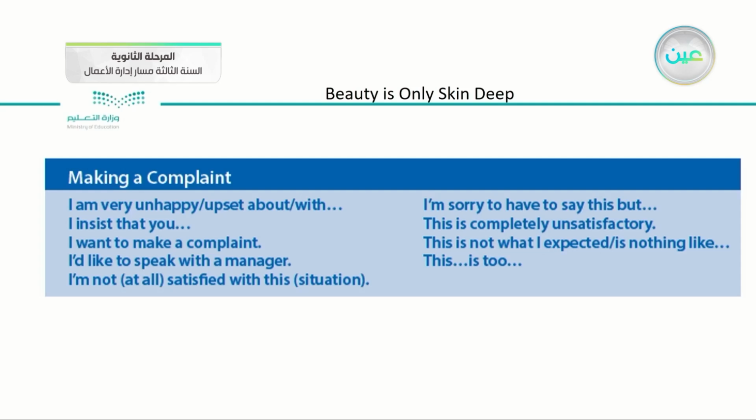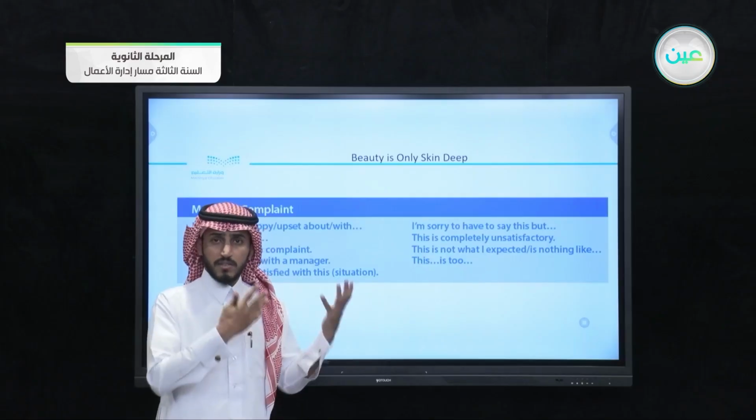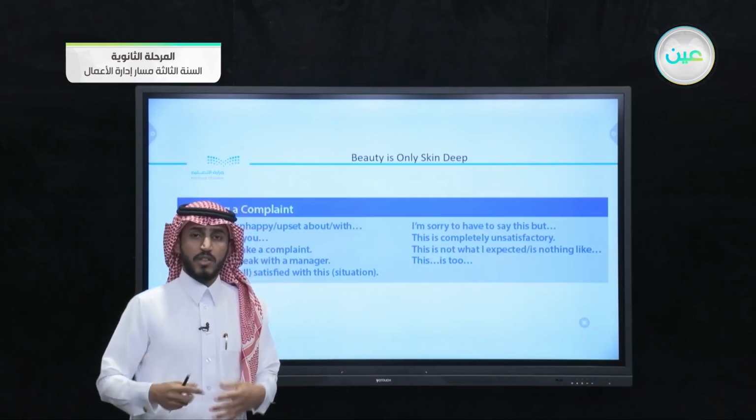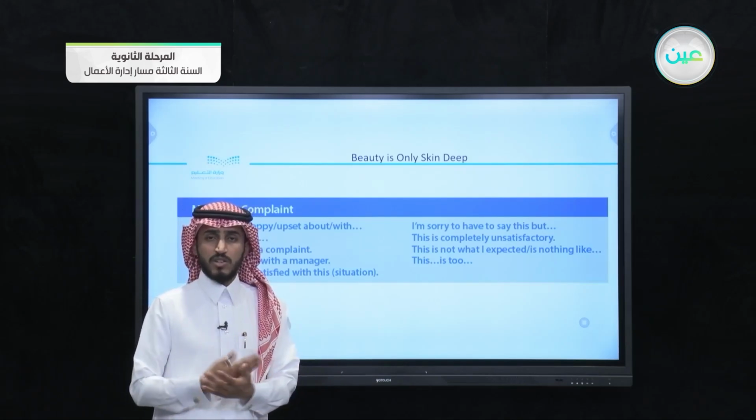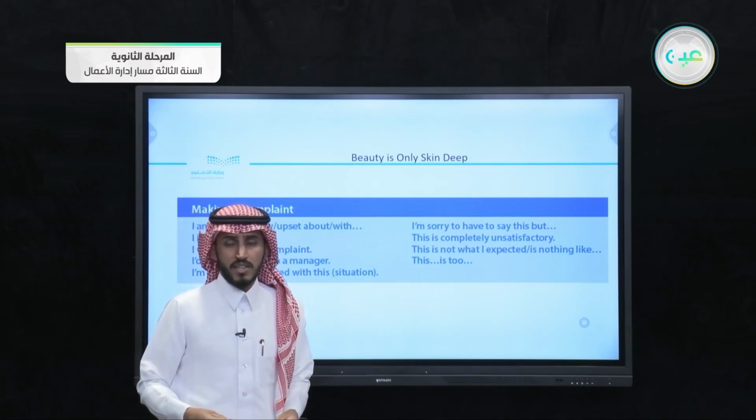I would like to speak with the manager. I'm not at all satisfied with this situation. I'm sorry to have to say this, but this is completely unsatisfactory. This isn't what I expected, or this is nothing like, or this is too, okay? All these are ways of expressing your complaint about something. These are not the only correct expressions, but they are suggested for you to be used if you want to make a complaint about anything.